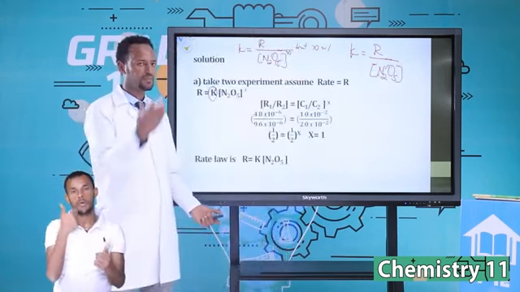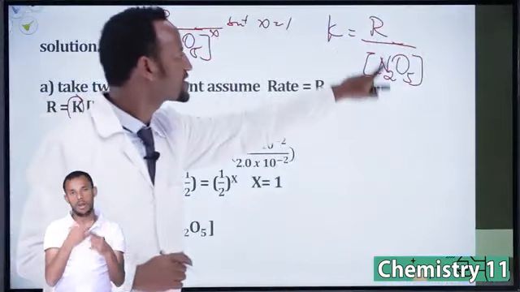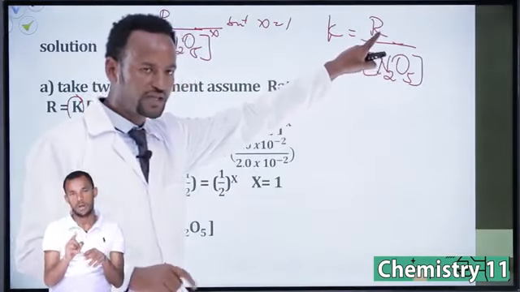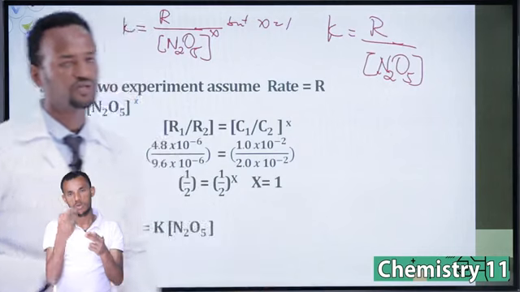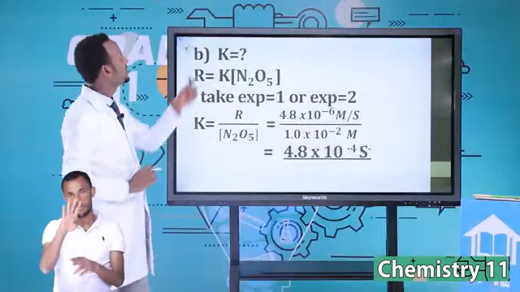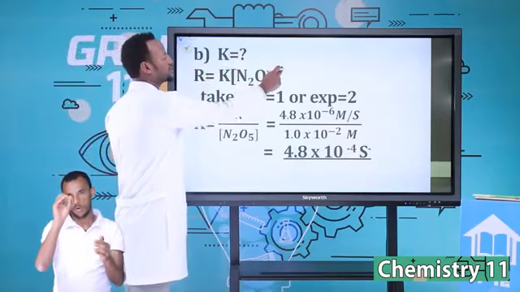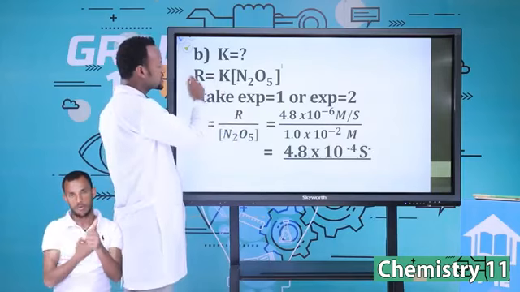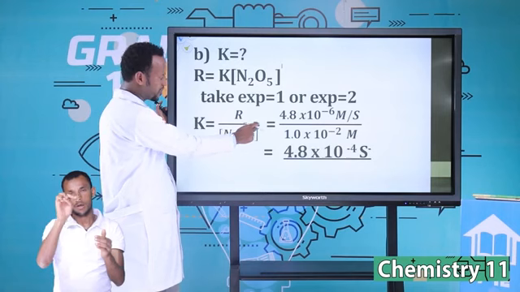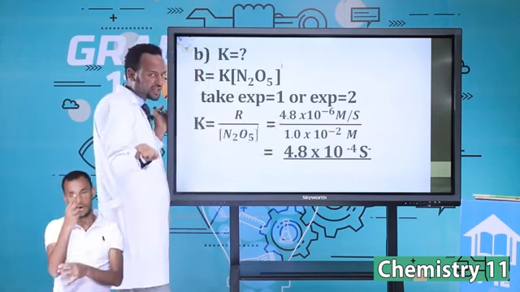Which rate? Rate 1 or rate 2 is possible. But if rate 1 is used, this one must be concentration 1. If rate 2 is used, this one is concentration 2. But the value is the same. Look, K is equal to how much? R is equal to K [N2O5]. You know, this is first order. By rearrangement, K is equal to R over [N2O5] to the power of 1. Let's take experiment 1. Experiment 2 is again possible.